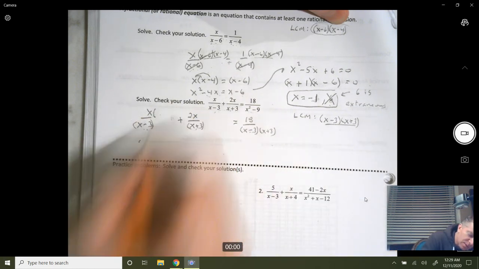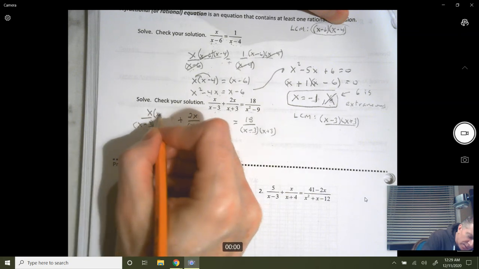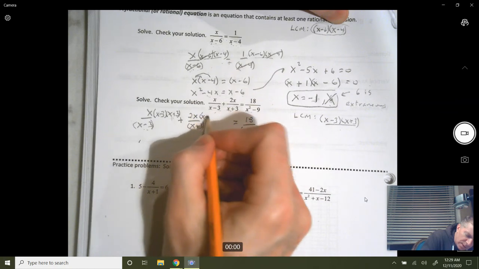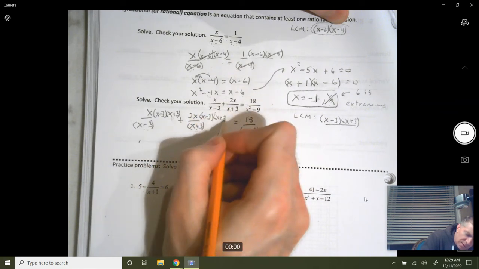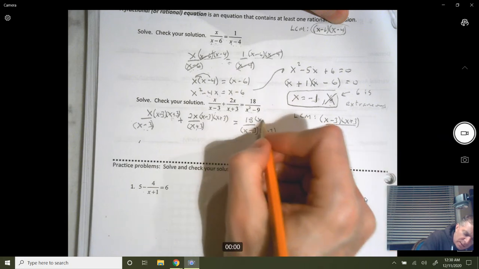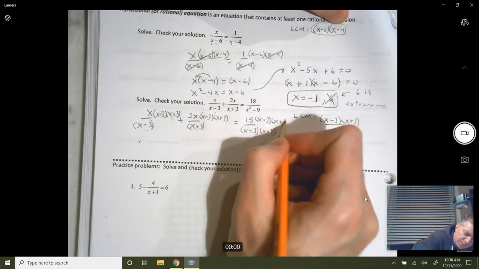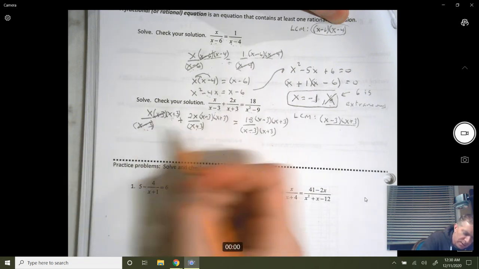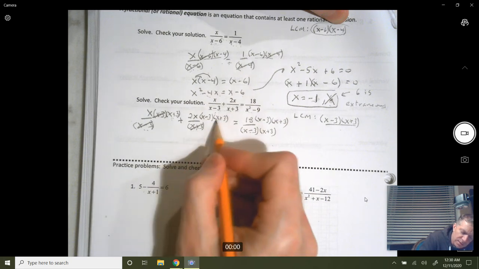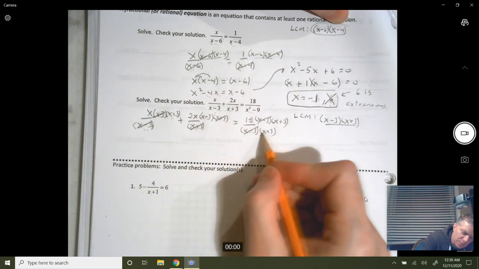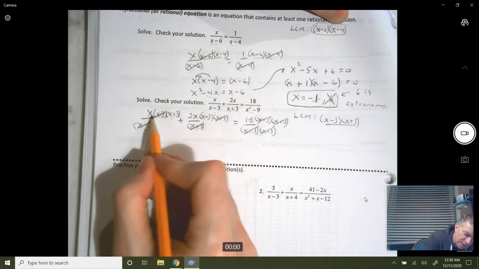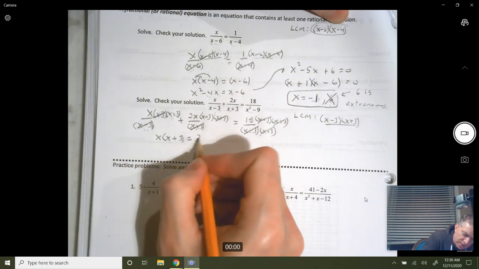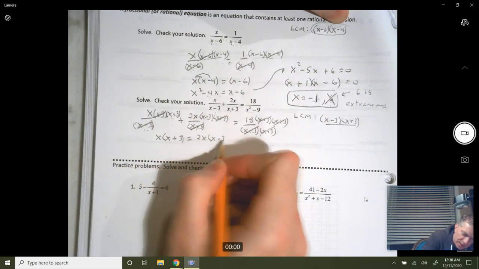So x times x minus 3, x plus 3, for 2x, x minus 3, x plus 3, the 18, x minus 3, x plus 3. Okay, let's do our canceling. X minus 3's cancel here. X plus 3's cancel here. Here the x minus 3's and the x plus 3's cancel. So we get x times x plus 3 equals 2x times x minus 3 equal to 18.